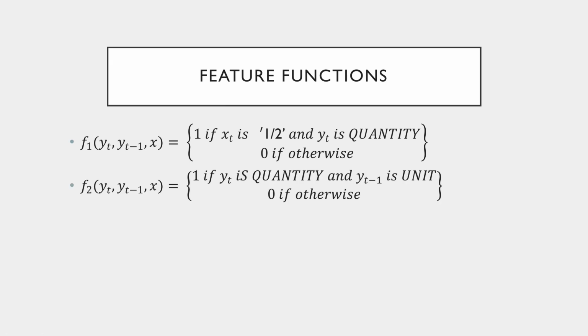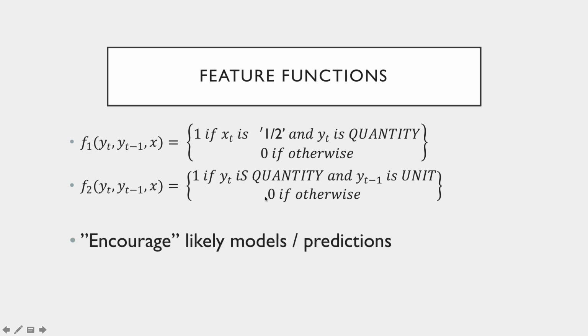Another example might be, let's say the y, the tag, is quantity, and the tag preceding it is unit. Well, if you think about a recipe ingredient, quantity and unit are almost always right next to each other. So we'll encourage that probability by assigning it 1 as well, and 0 if it's not the case. So feature functions help encourage likely predictions that we want to happen.